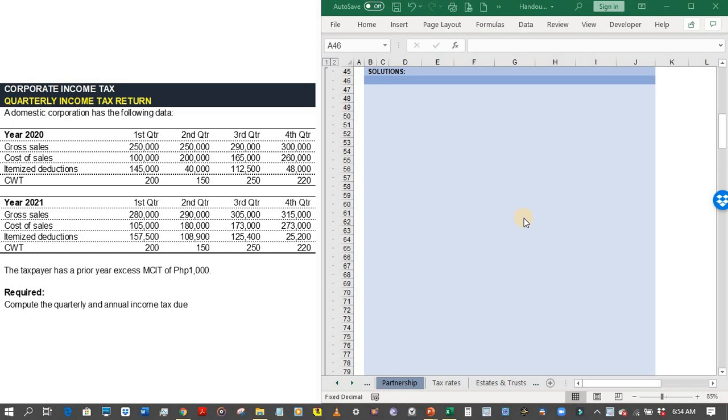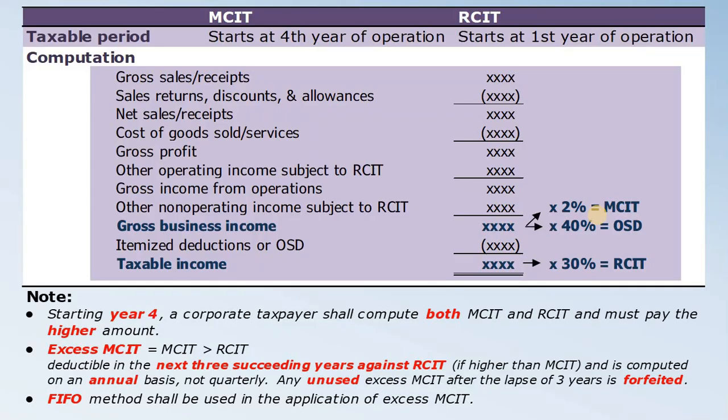So let us discuss another problem for corporate income tax, and this time this is for the quarterly reporting of income tax return. Before we proceed to the problem, let us recall the discussion on the quarterly filing of income tax return for a corporate taxpayer.